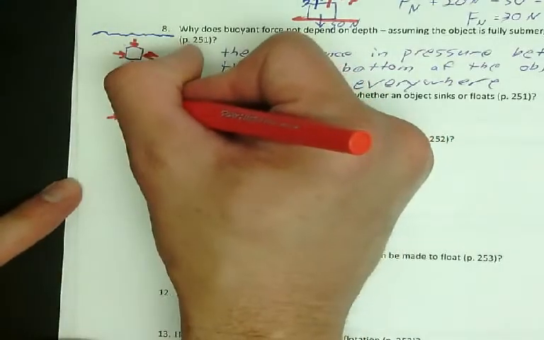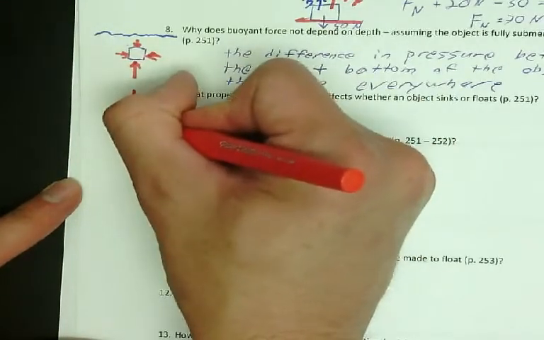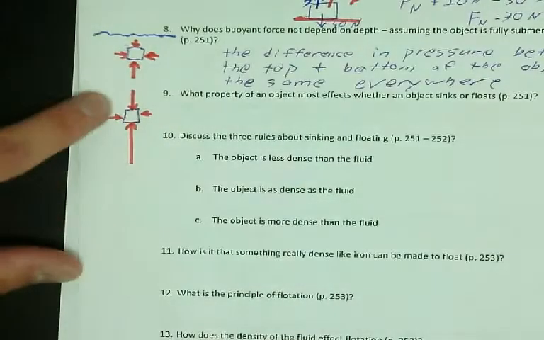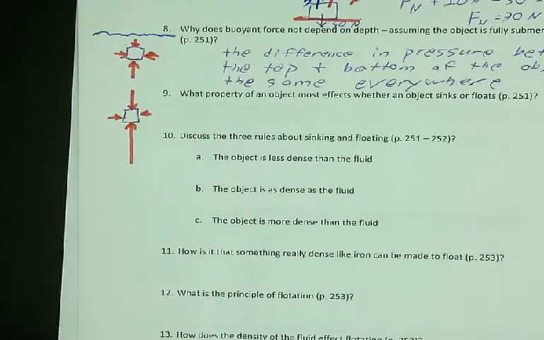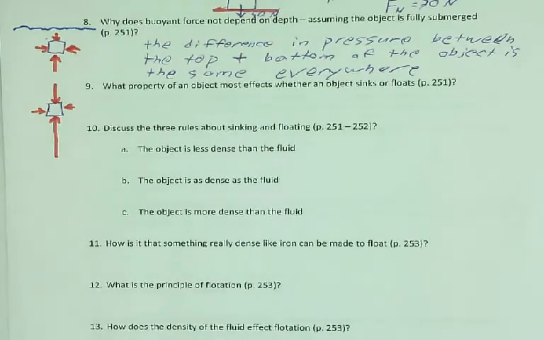The further down you go, the larger the up pressure gets, but equally larger the top pressure gets. So the difference between top and bottom is the same. So even though the values are not the same, the difference is. So that's why the buoyant force does not depend on depth. So the further down you go, it doesn't change your buoyant force. It doesn't change the buoyant force at all.